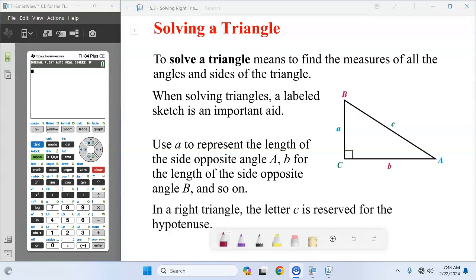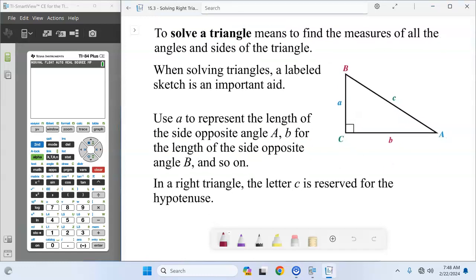Alright. To solve a right triangle means to find the measure of all the angles and all the sides. In order to do that, all you need are 3 pieces of information, a combination of angles and side lengths. If you have those, then you can find the rest of the triangle.